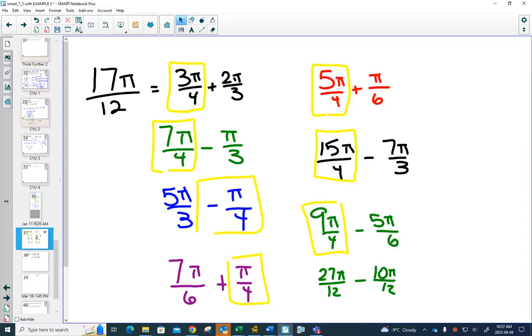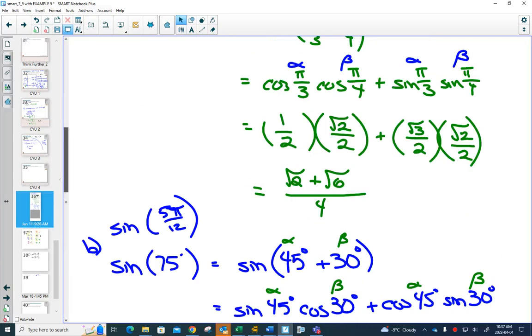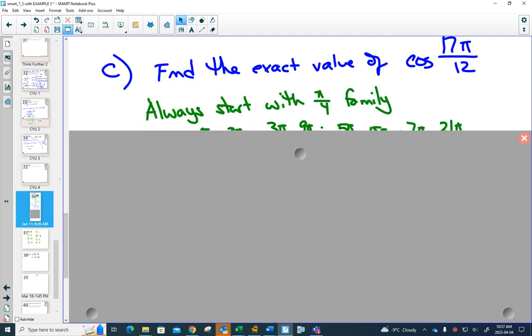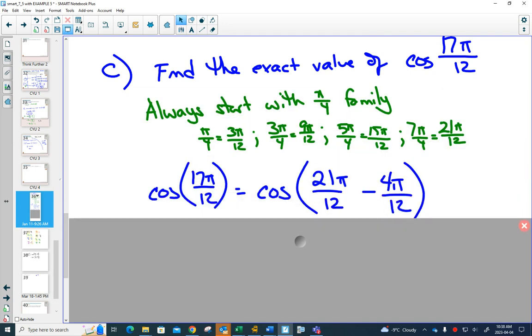So now we have all of these options, and it doesn't matter which option you choose, you will get the same answer. So for this question, where we were at, I decided to choose 7 pi over 4. But you can choose any pi over 4 that you want. And so what I did there is I listed all the pi over 4 families from 0 to 2 pi and what they were over 12.